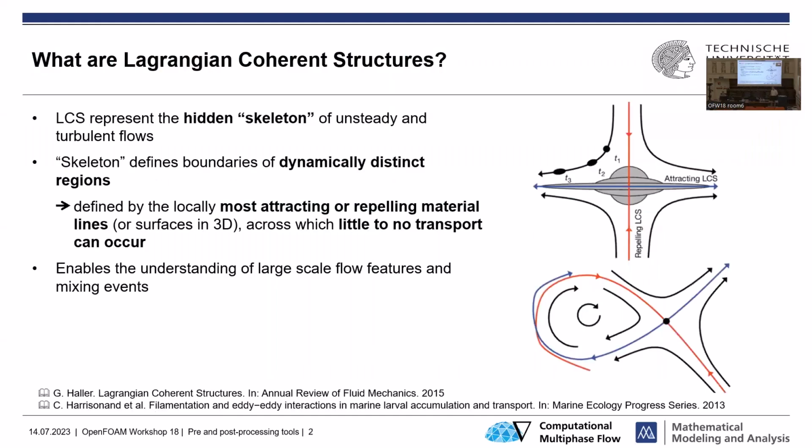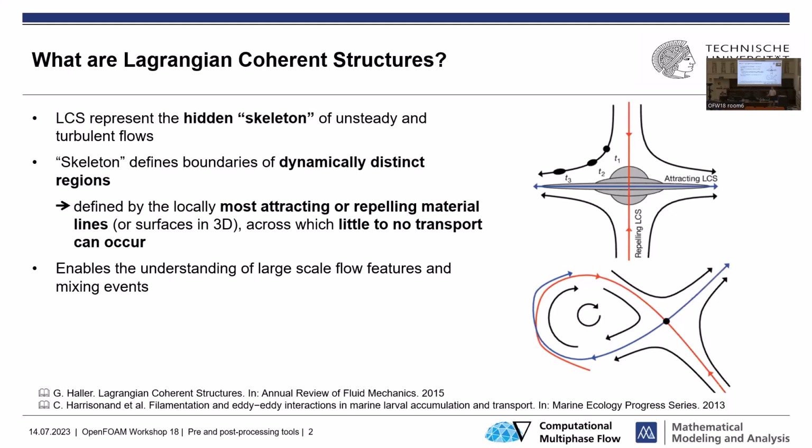So what are Lagrangian coherent structures? They represent like the hidden skeleton of unsteady or turbulent flows. What is meant by that? They are the most attracting or most repelling material lines that occur in a transient flow. So actually, this theory stems from dynamical system theory, but I won't get into detail with that because here our dynamical system is just like the velocity field.